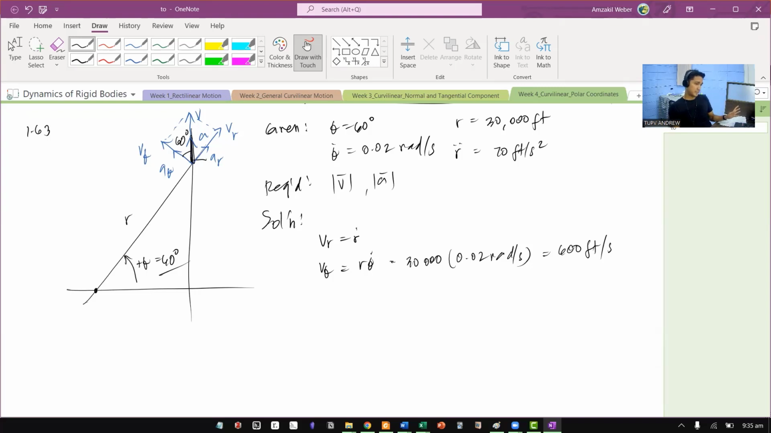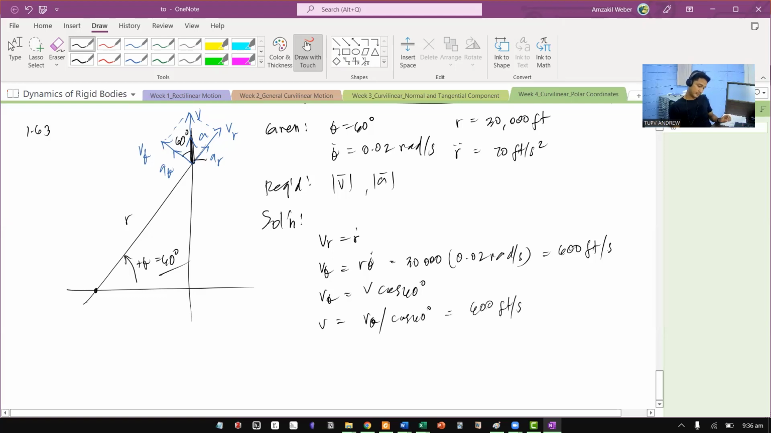actually, it's not necessary to argue, because we can go directly from V theta to V, because what is recorded as well is the V. So V theta is V cosine 60 degrees. So V in this case is V theta divided by cosine 60 degrees. This V theta is 600 feet per second divided by cosine 60 degrees.